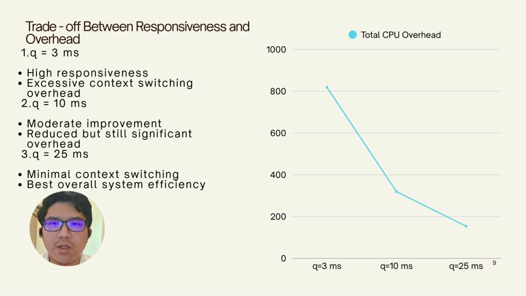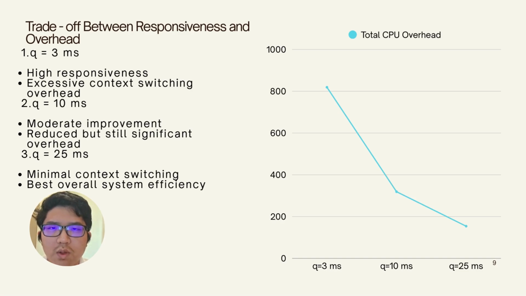Let's explain the trade-off between responsiveness and overhead. When the quantum is set to 3 milliseconds, the system shows high responsiveness, but it also suffers from excessive context switches. As shown in the graph, this configuration results in 819 context switches, leading to 819 milliseconds of CPU time spent purely on overhead. Increasing the quantum to 10 milliseconds reduces the number of context switches and lowers overhead, but the improvement is only moderate.